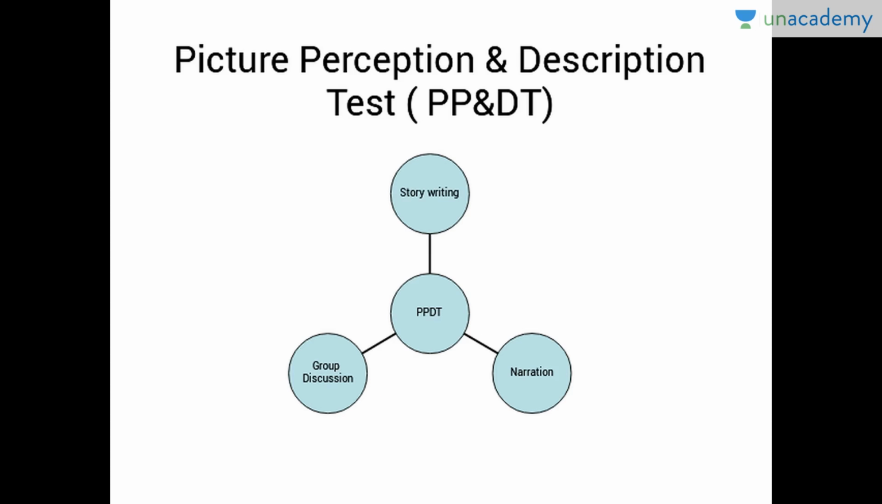This group discussion is all about coming to a common conclusion. Means you have to make a common story, a group story, out of the stories of the candidates, because each and every candidate has a different personality and different perception, so you will be seeing a lot of stories there. So you have to discuss among yourselves, and you have to come to a common consensus.